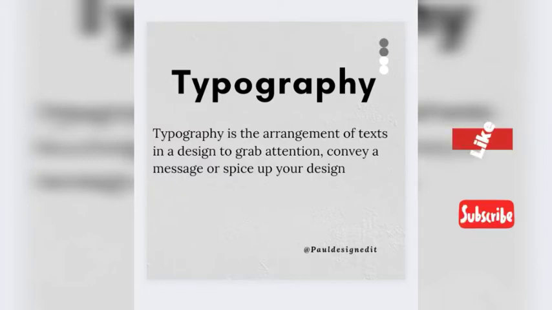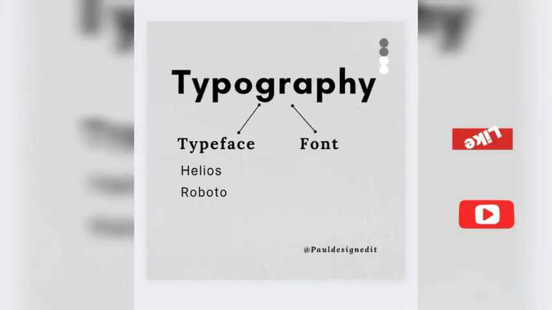So that's just it. And there are two terminologies you should know when we speak on typography. One is typeface, the other is font. Now, what is a typeface? Typefaces are characters that share common features. On the screen, you can see Helios is a typeface, Roboto is a typeface. Now, what is a font? A font is a particular style and weight within a typeface.